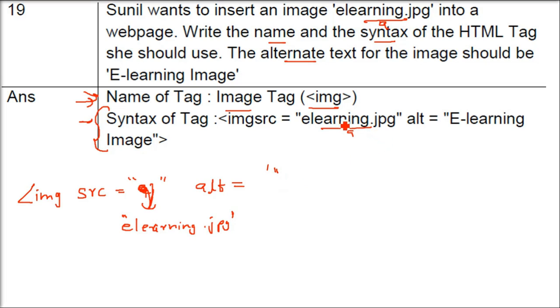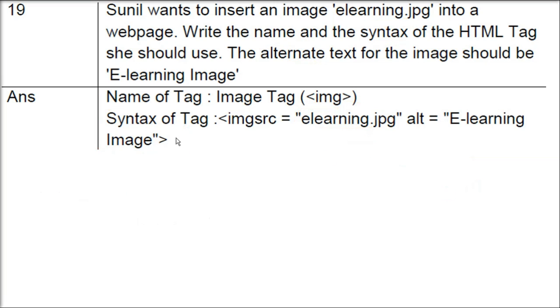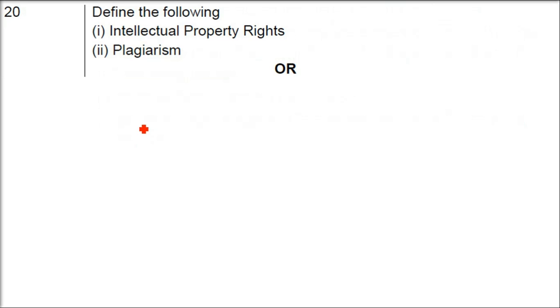Then ALT. In this alternate, you are going to give what? See, you are not only using HTML. You have jQuery, JavaScript. So you have to handle this image in multiple ways. For that, you need a name for this image also. For that, we will write alt as, say, e-learning image. Now, whenever this e-learning image will be handled, the image will automatically be handled.